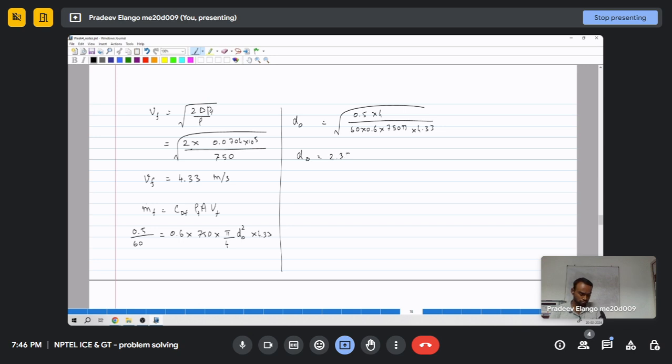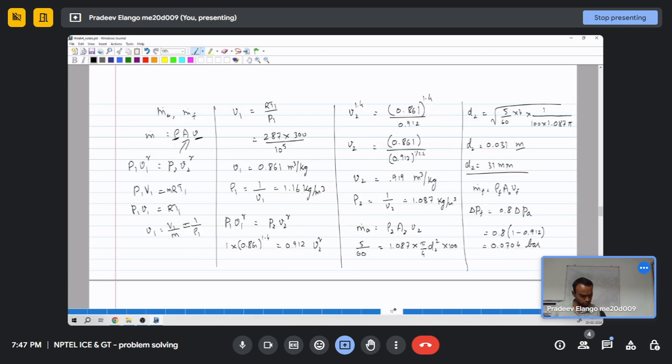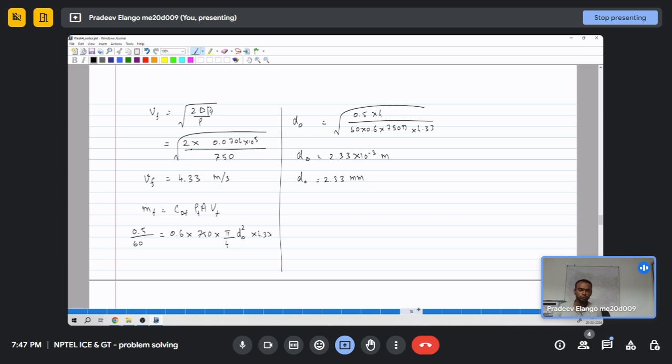2.33 into 10 power minus 3, okay. So this is 2.33 mm. This is the diameter of the orifice for the fuel. So this is the orifice diameter for fuel, and this is the throat diameter. The throat diameter we saw is around 31 or 32 mm, 31 mm. For the orifice we got 2.33 mm.